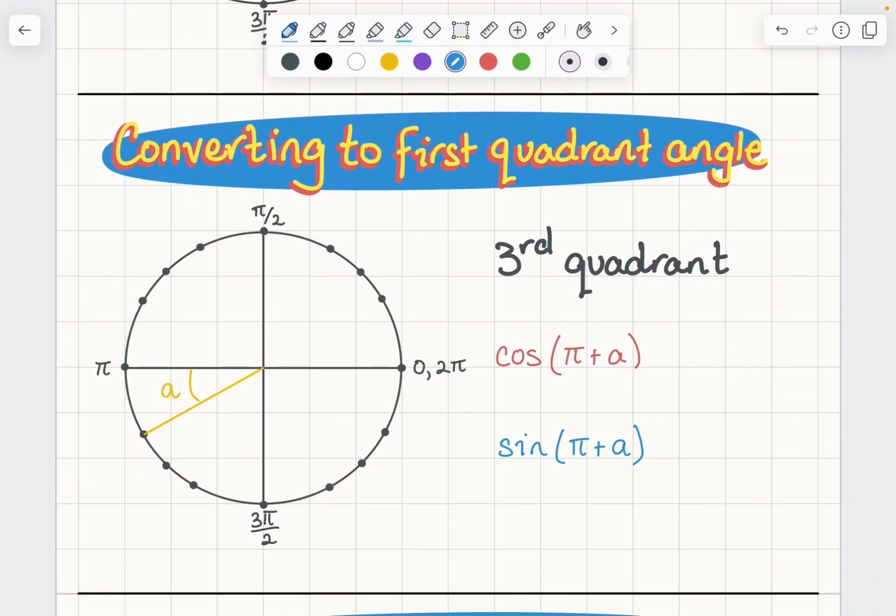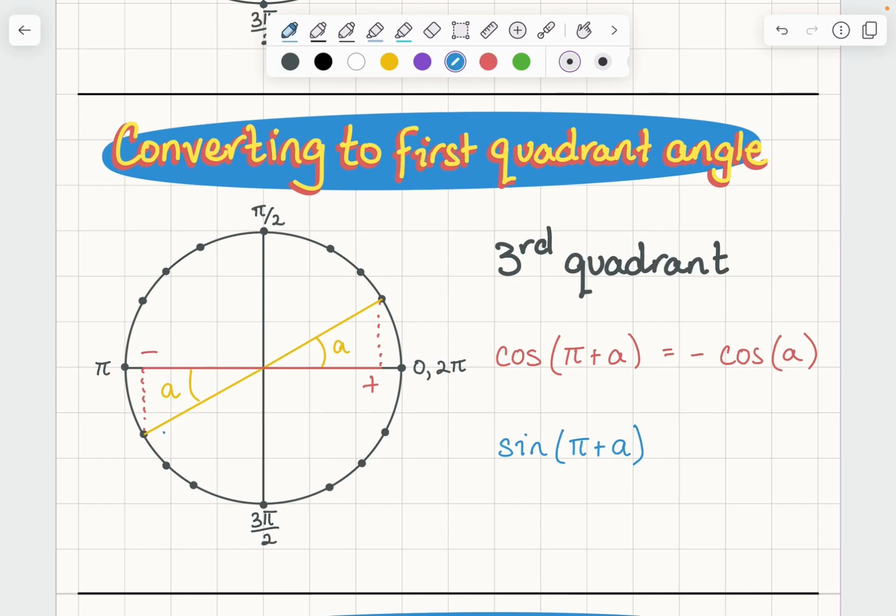Let's convert a third quadrant angle. We're turning this angle here, which is bigger than 180 degrees, and we're writing it as pi plus some small angle. Now cos of that angle is projected onto the x-axis, and we can see that it is negative. Let's put this A over into the first quadrant, project onto the x-axis. I can see that that is a positive value, so I have to introduce a negative when I write it as cos of A.